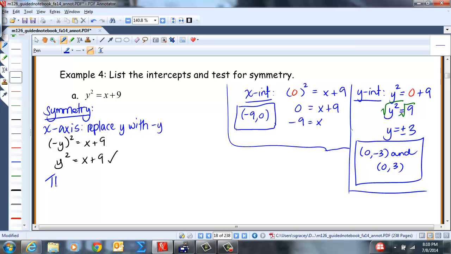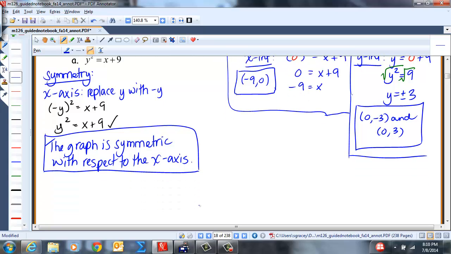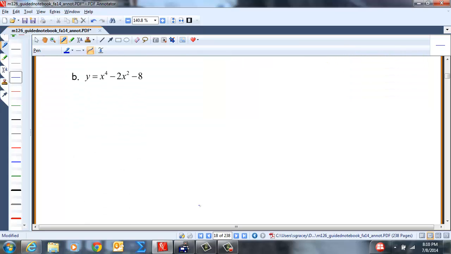So what did we find out? The graph is symmetric with respect to the x-axis. Okay, so we got all the things they asked for. They're all boxed. Okay, part B. So, our intercepts.